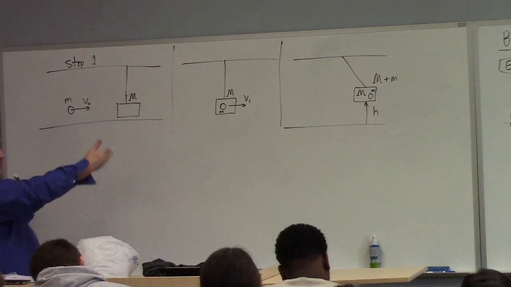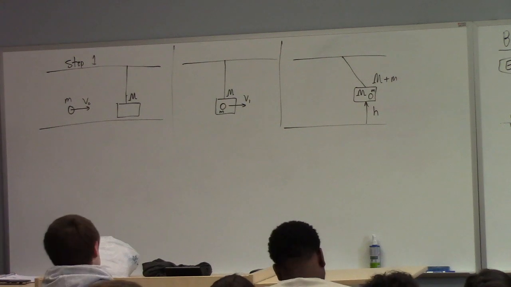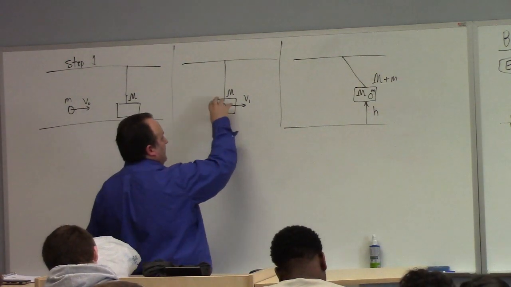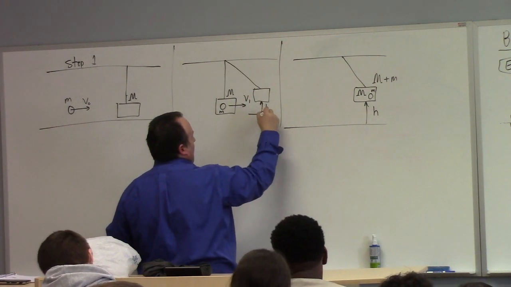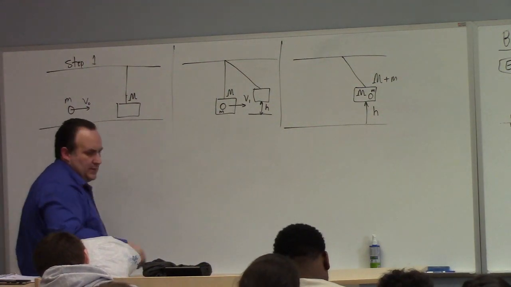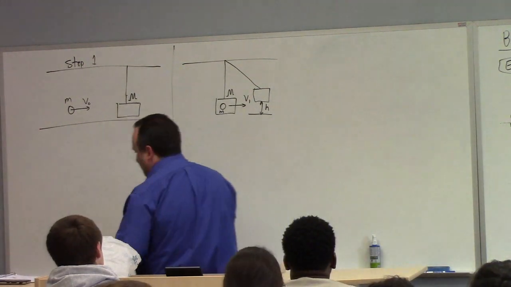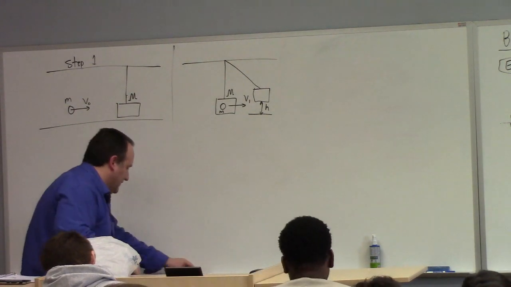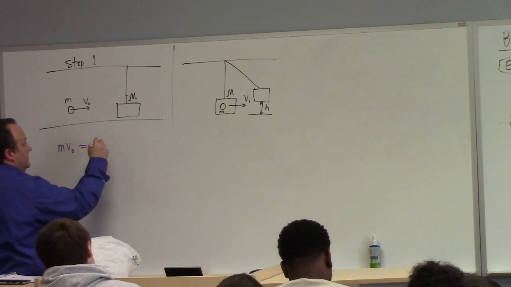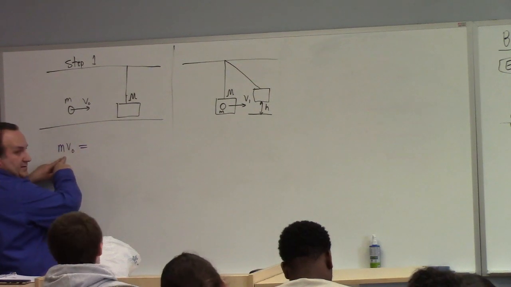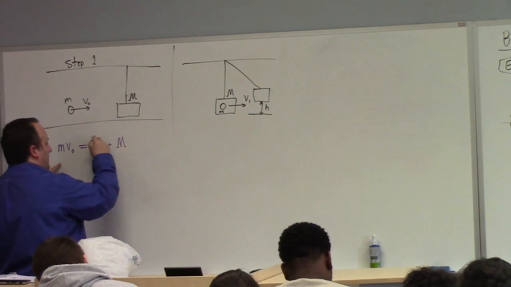So we have to conserve momentum as the bullet impacts the pendulum, and then we conserve energy on the upswing. It is true energy is conserved as you swing from here up to the top. Okay, so here we go. To start with, we have m v naught is equal to, what? That's the momentum before. The momentum just after it gets hit would be (M plus m) V1.